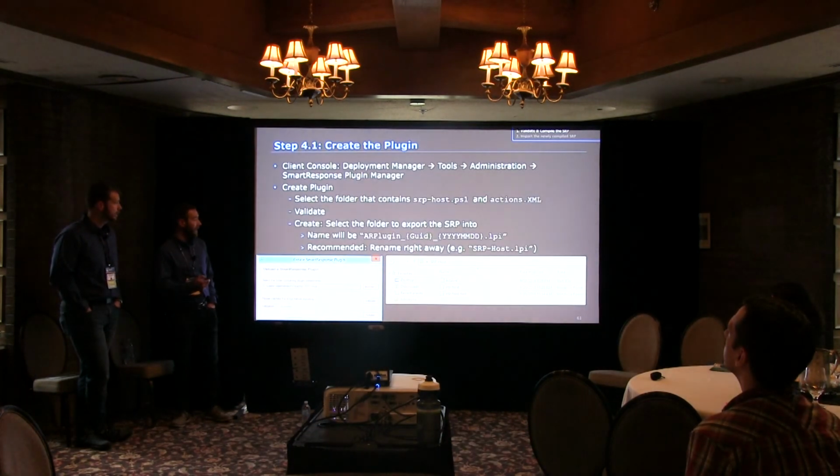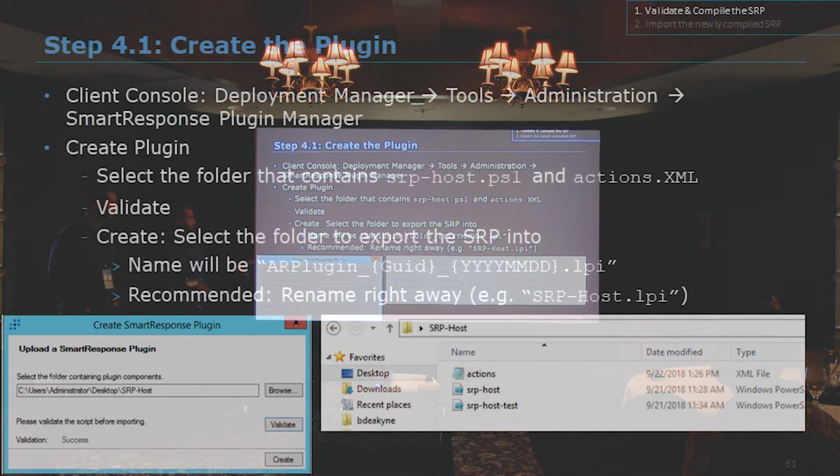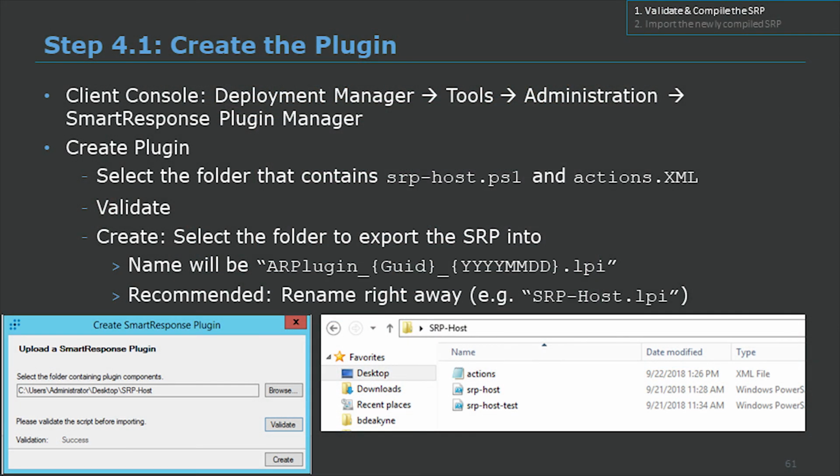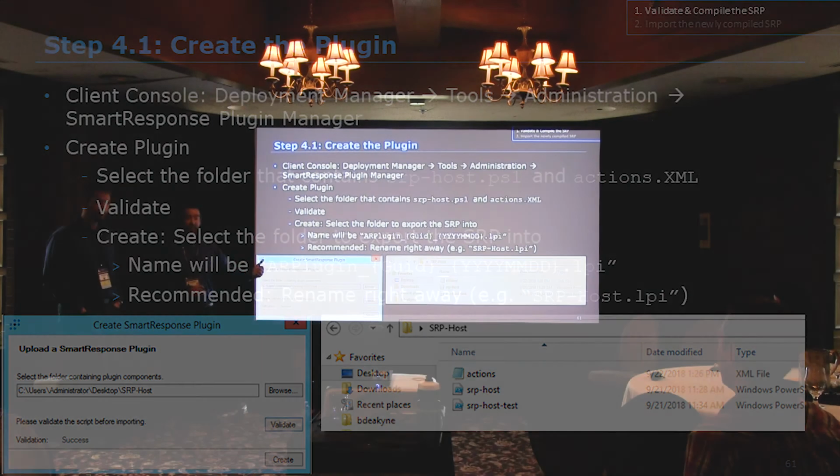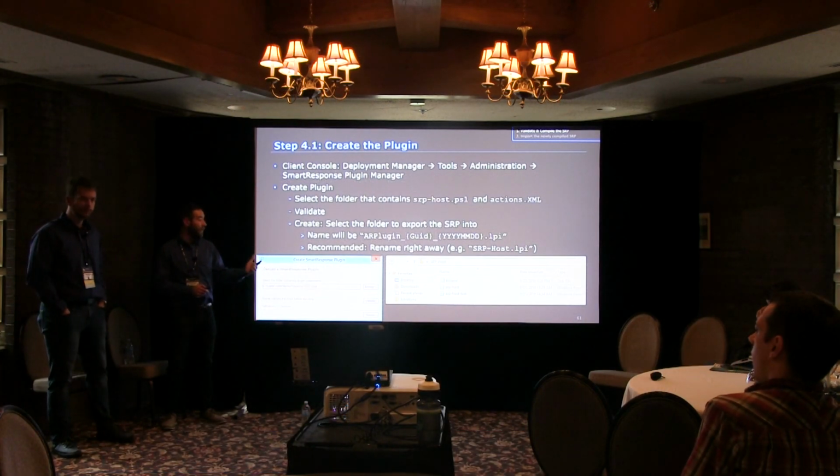So we've got about one minute left, so I'm going to go through this pretty quickly, but it's a basic thing. When you're in the SmartResponse plugin manager in the client console, there is a button in there that is create, and that pops up a window where you select your folder. Inside that folder, you should have your actions.xml file and whatever scripts you need to run.